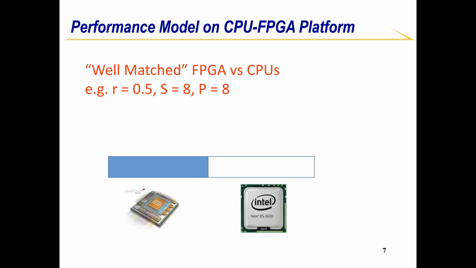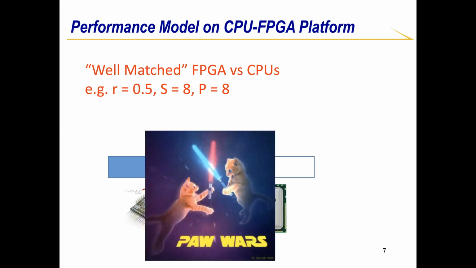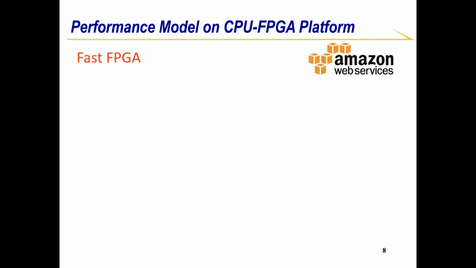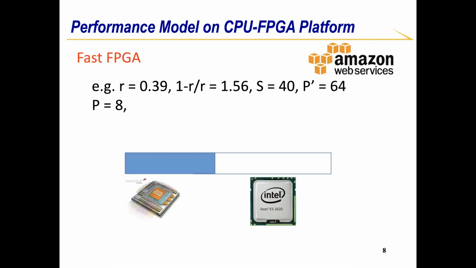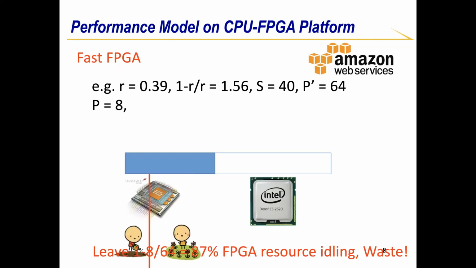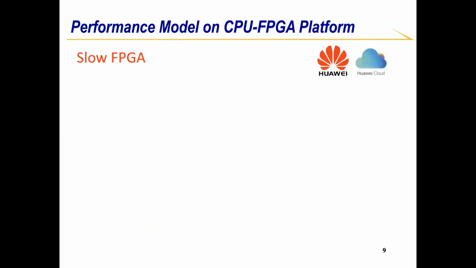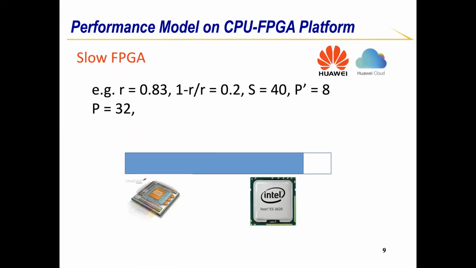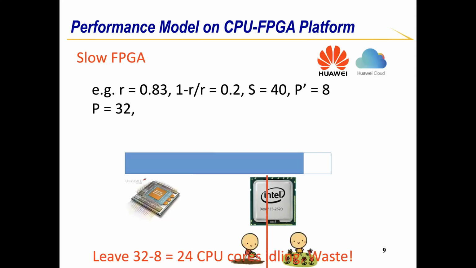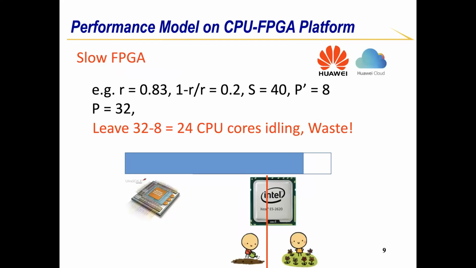The first one is well-matched FPGA and CPU, where the throughput of CPU cores and the FPGA accelerators match each other. The second case is fast FPGA, where the FPGA resource is not fully utilized and waits for CPU to either produce the data or consume the data. The third case is slow FPGA, where the CPU resource is not fully utilized and waits for FPGA resource to either produce the data or consume the data.